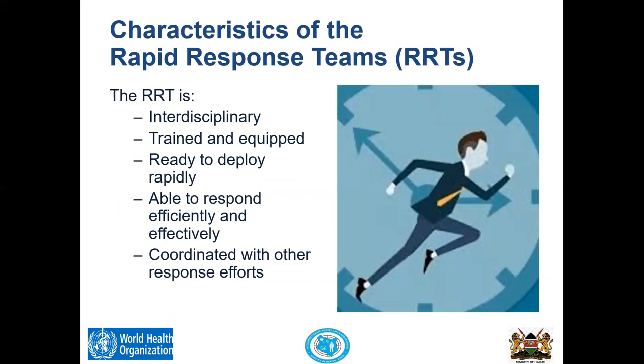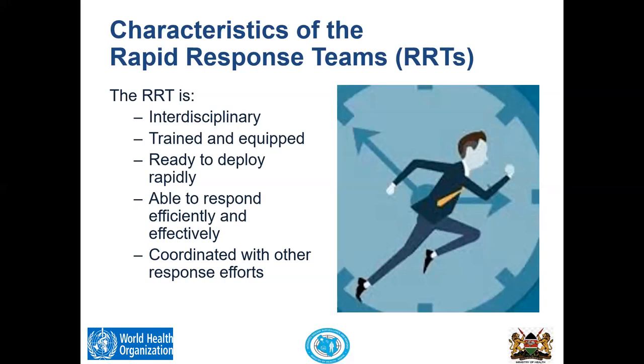Characteristics of rapid response teams. We like saying that an RRT is interdisciplinary as opposed to multidisciplinary. We will look at that in detail in the next slide. The team is both well-trained and equipped, and it's usually positioned in an area that is very easy to deploy from. Currently the National Rapid Response Team operates within the National Public Health Emergency Operations Center, which is located within the Kenyatta National Hospital grounds. That position is very strategic. It becomes very easy for these teams to be deployed in the field, if need be.